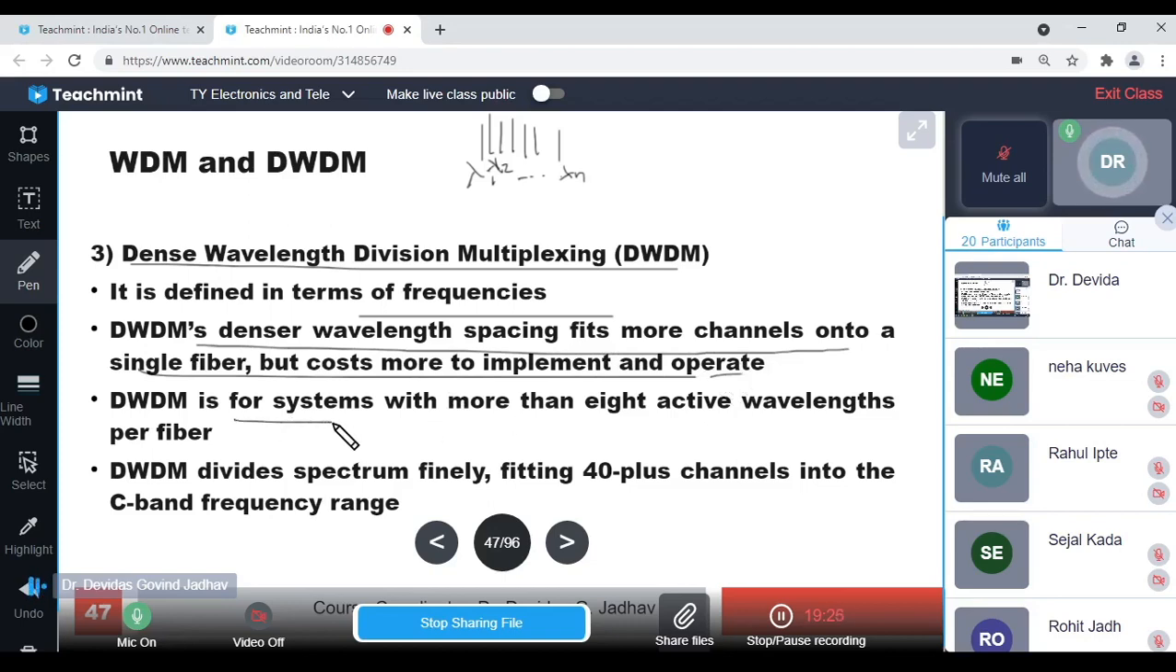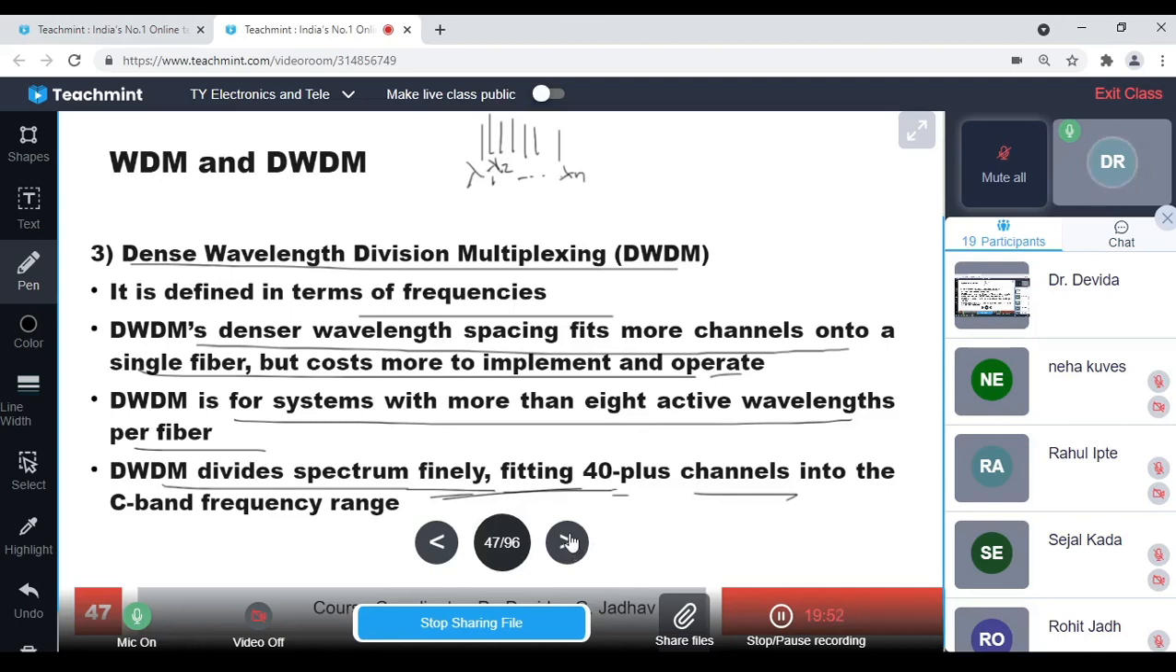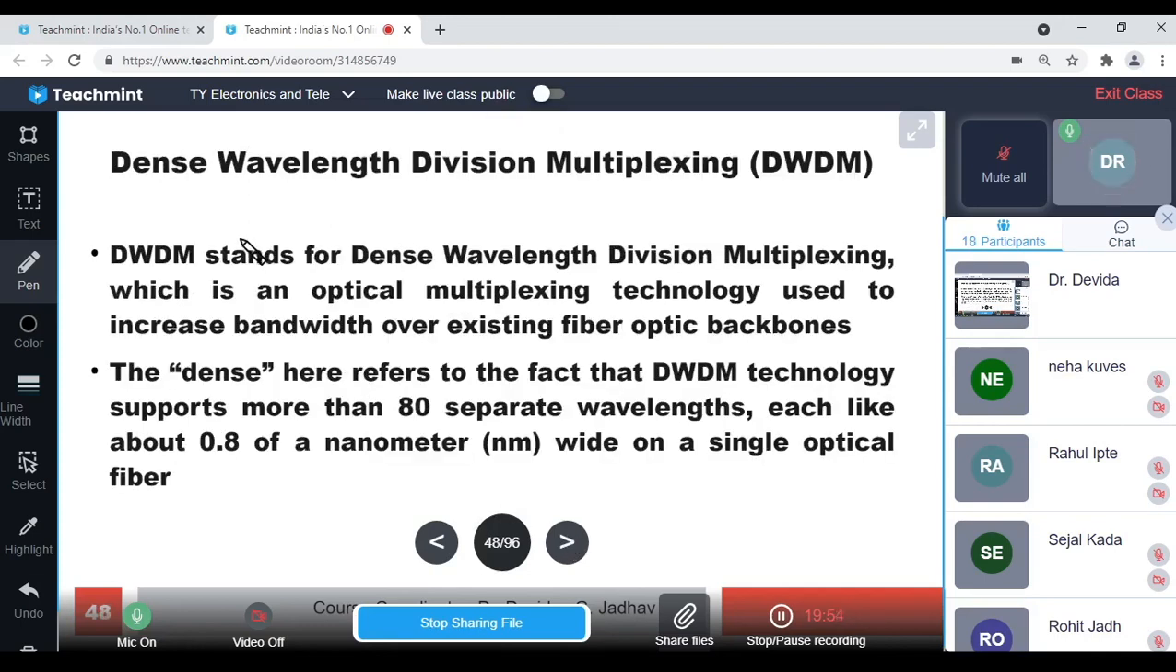DWDM is for systems with more than 8 active wavelengths. So up to 8 it is CWDM, more than 8 maybe 40 or 40 plus or 80 plus, maybe 200, 176 channels. Then this DWDM divides the spectrum very finely, fitting 40 plus channels onto a C band frequency, or 200 channels or 176 or 164 channels, and many. More than 8 is the minimum.